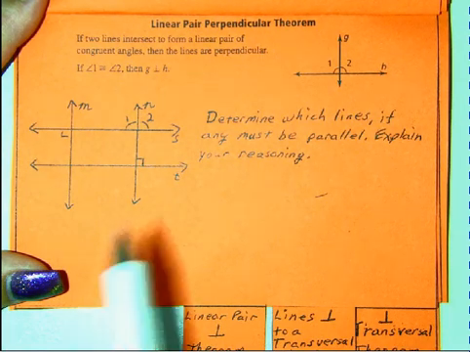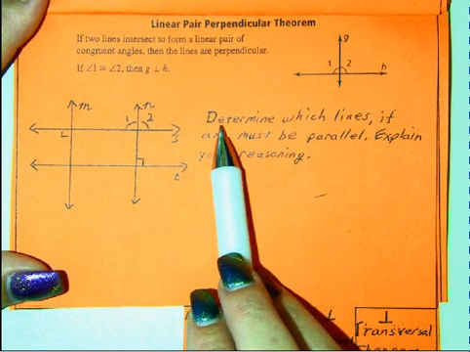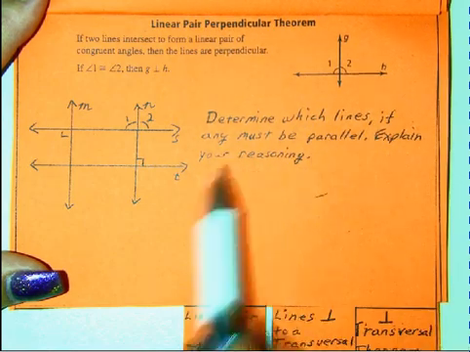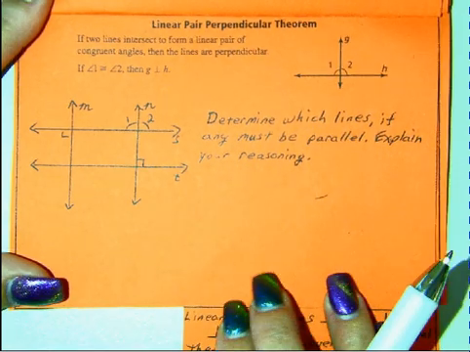Okay? All right, so we're going to come down here. We're going to determine which lines, if any, must be parallel and explain our reasoning. So we have some boxes here.